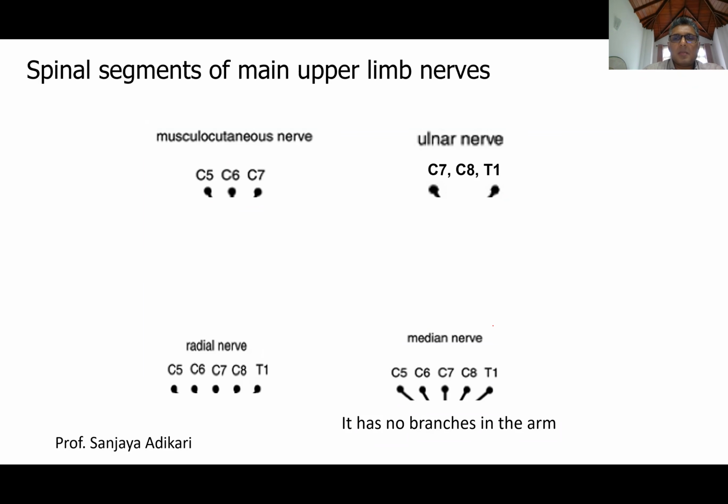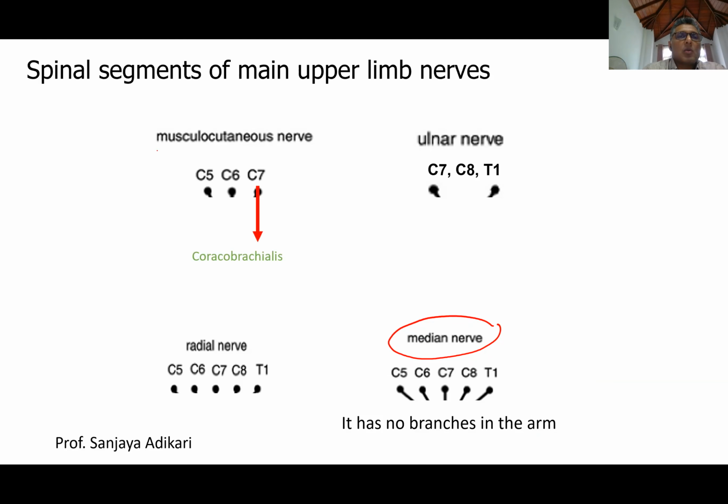And the other point is the median nerve has no branches in the arm, or you can call it upper arm if you want. There was a confusion very recently, that's why. Upper arm or arm, they are the same. There are no branches by the median nerve in the arm.